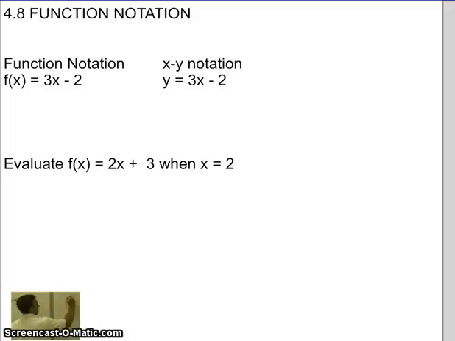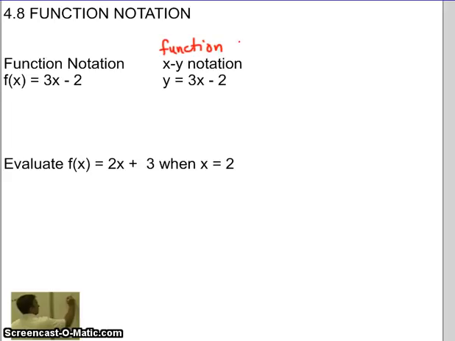Alright, we're going to talk about function notation briefly. We're not going to get too much into it. You get more into it with Algebra 2. But function notation is very similar to function form.